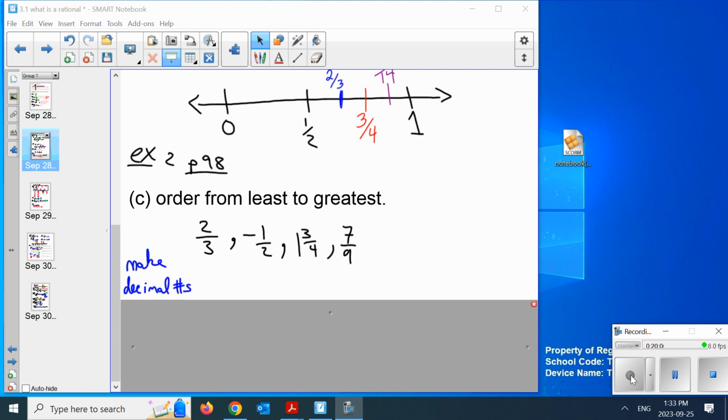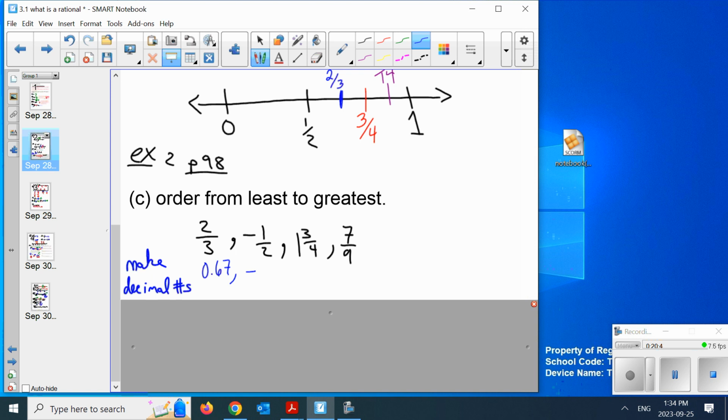But just because I want to show you a method that works when it's all tricky stuff, use a calculator and do the division. You might know this though, without using a calculator. So I'm going to do that. First one, 2 out of 3, because we just talked about it. 2 out of 3 is a decimal, 0.666 repeated, so I'm going to put 0.67. Negative 1/2 I know is 0.5.